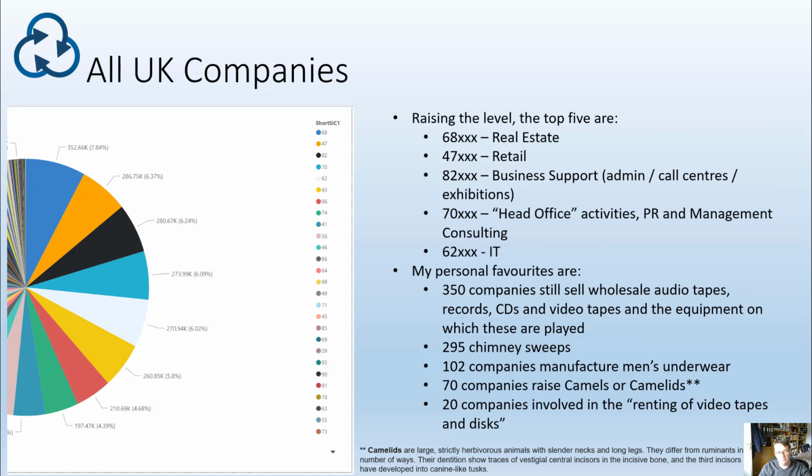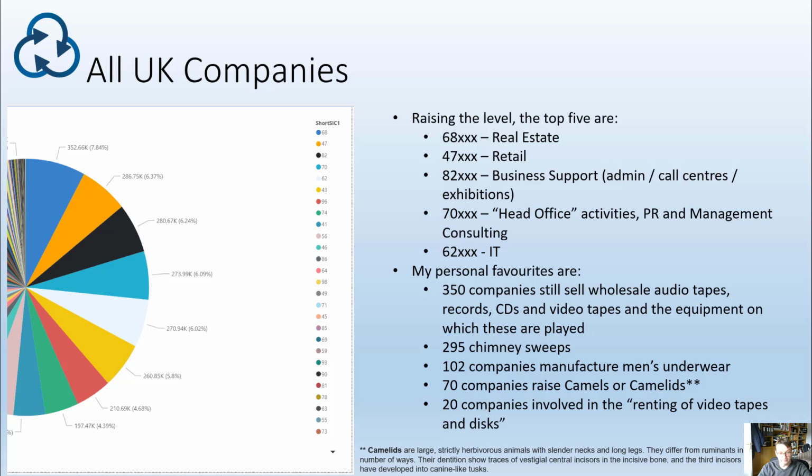And if you look at the overall view, so raise it up a level, the first two digits of a SIC code give a broad headline to which industry you're in, and real estate is massive in that regard. Interestingly, retail, clearly there's lots of shops in the UK, so they're second biggest. We mentioned business support and head office activities, which is really group companies, etc. And then IT is the fifth biggest sector in that regard.